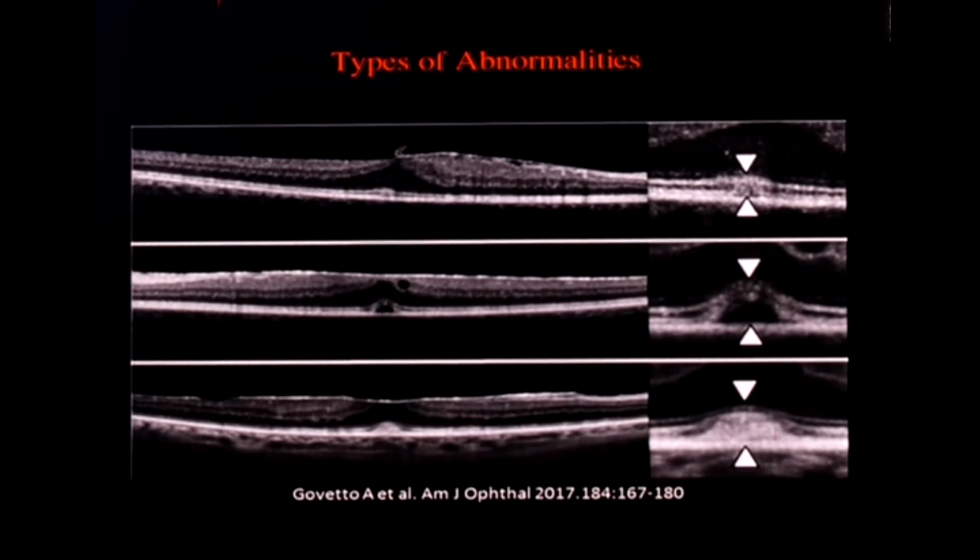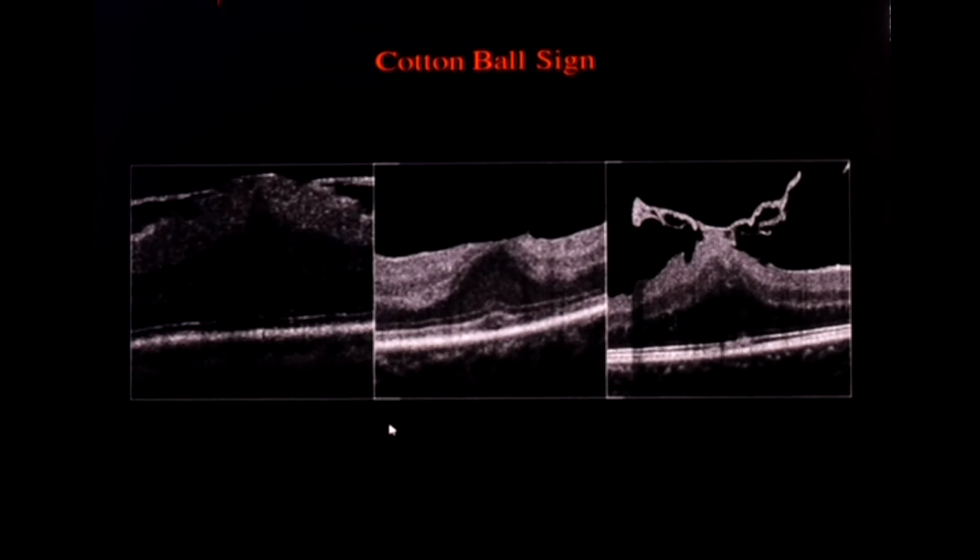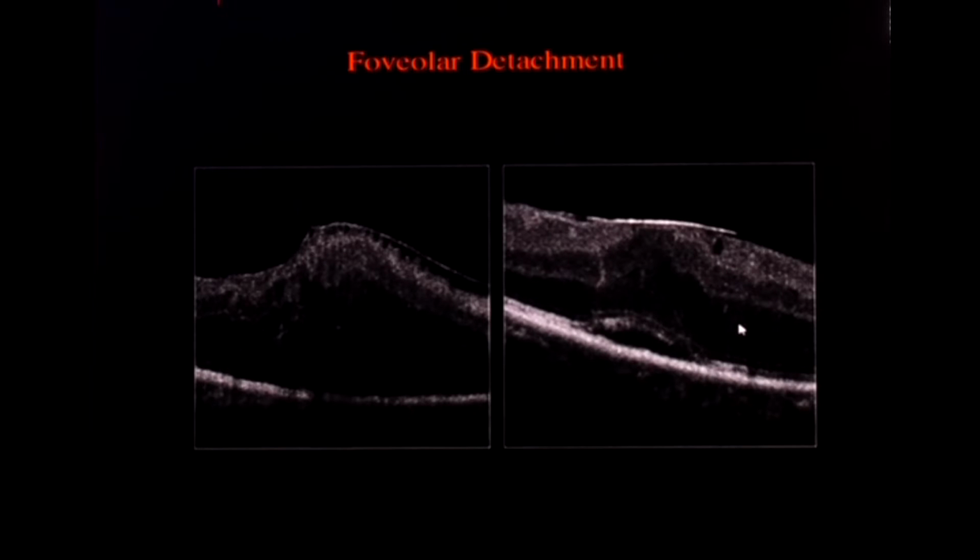So these are the 3 examples. This one is an example here of the fuzzy cotton ball sign. This is a neurosensory detachment, and this is an acquired vitelliform lesion in a case of ERM. These are our examples where you have this fuzziness at the fovea. Again here, it's almost evolving into a neurosensory detachment. And another example here. So this is a neurosensory detachment here.